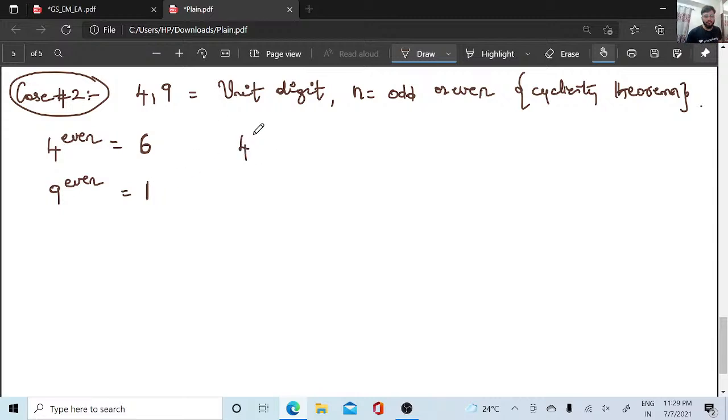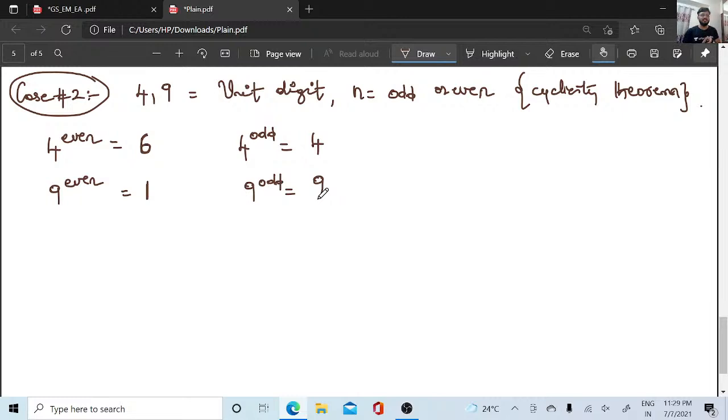But when I go for 4 power odd, what is 4 power 1? 4 as it is. And 9 power odd, what is 9 power 1? 9 as it is. 9 cube is also 729, and 9 power 5.